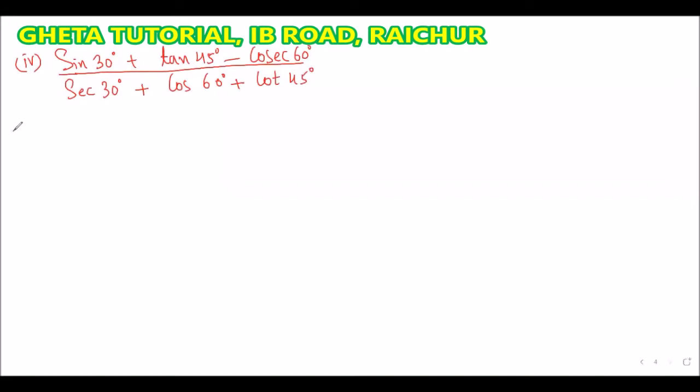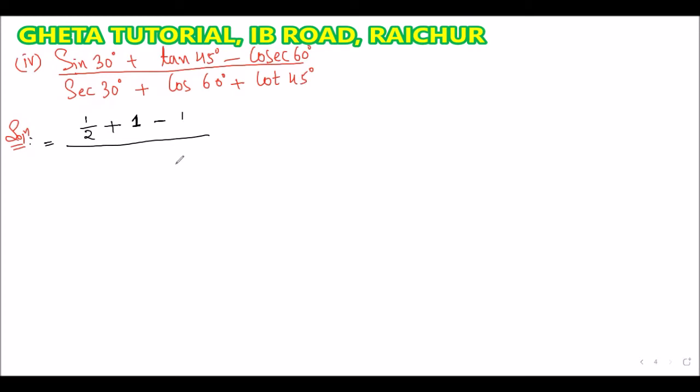Okay, this is the question. Third question, second exercise. Sine 30 value. As we know, sine 30 is 1 by 2. Tan 45 is 1. Cosec 60. What is the value of cosec 60? 1 by 2? Cosec 60 is also 1 by 2.